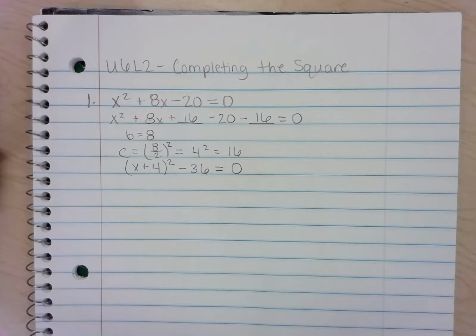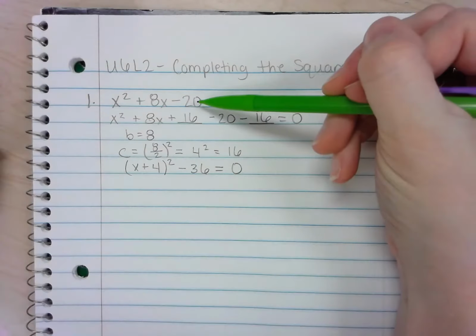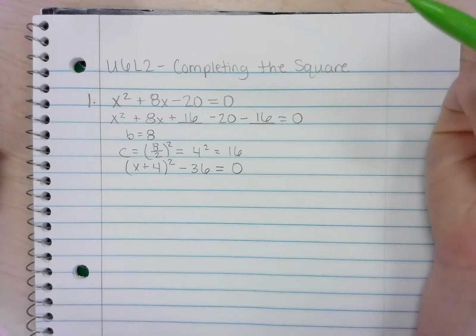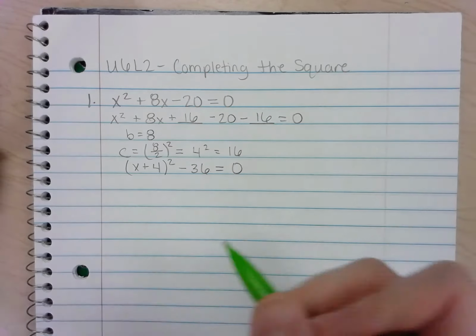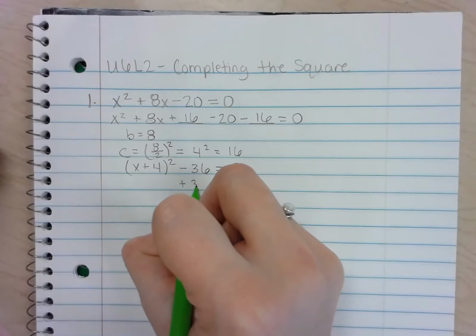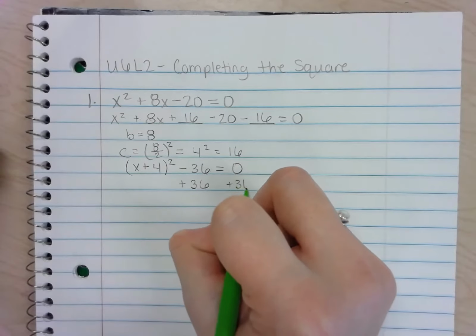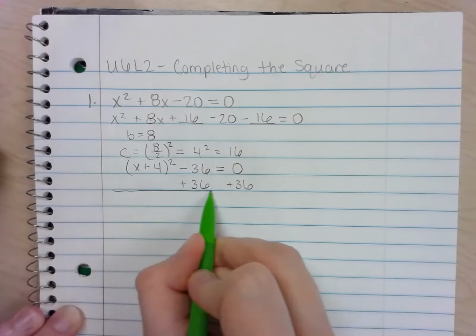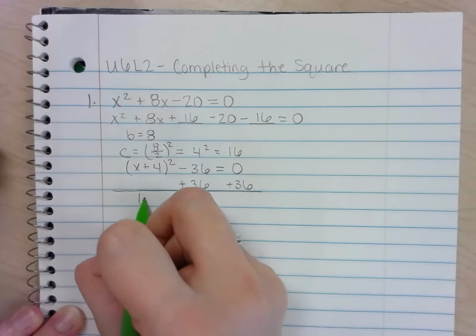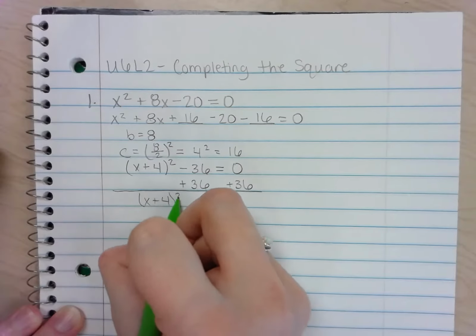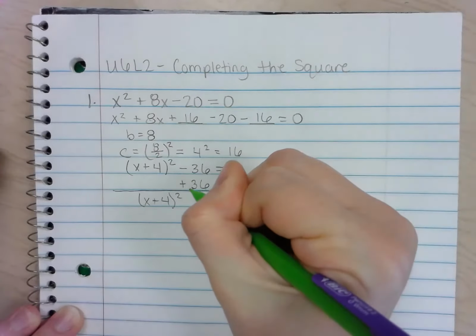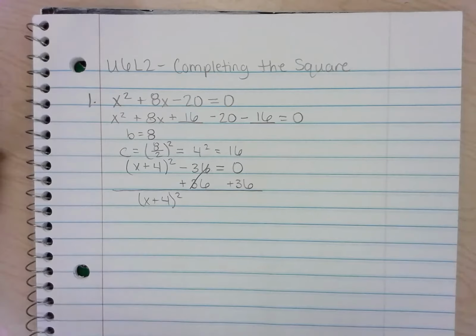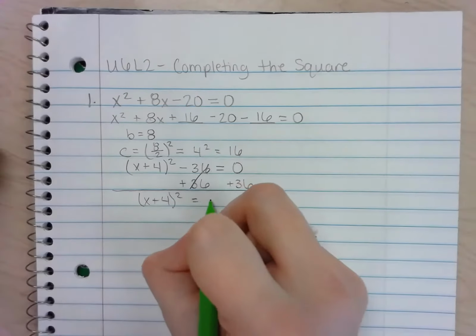Once you have completed the square and rewritten your problem from standard form to vertex form, you now just solve by undoing the operations. So let's add 36 to both sides. X plus 4 quantity squared is on the left because negative 36 and positive 36 cancel one another out. And then 0 plus 36 gives us 36.